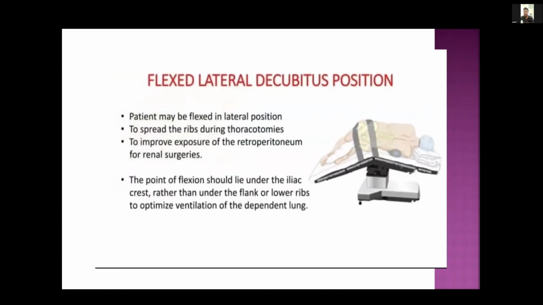To flex the lateral decubitus position, the patient can be flexed in lateral position to spread the ribs during thoracotomies or to improve exposure of the retroperitoneum in renal surgeries. The point of flexion of the patient should lie under the iliac crest rather than under the flank or lower ribs, to optimize ventilation of the dependent lung.